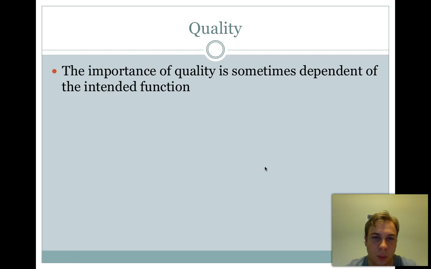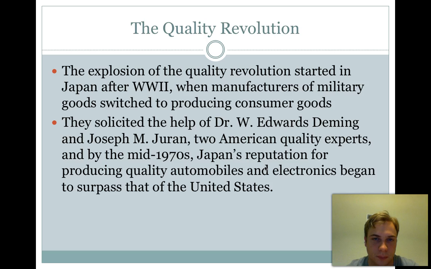Quality. The importance of quality is sometimes dependent on the intended function. The quality revolution. The explosion of the quality revolution started in Japan after World War II, when manufacturers of military goods switched to producing consumer goods. They solicited the help of Dr. W. Edwards Deming and Joseph M. Juran, 2 American quality experts. And by the mid-1970s, Japan's reputation for producing quality automobiles and electronics began to surpass that of the United States.